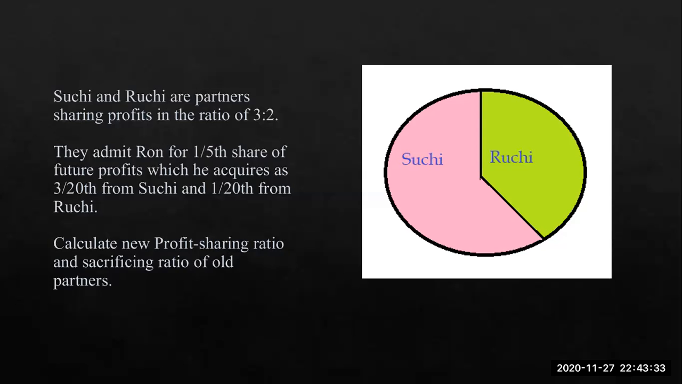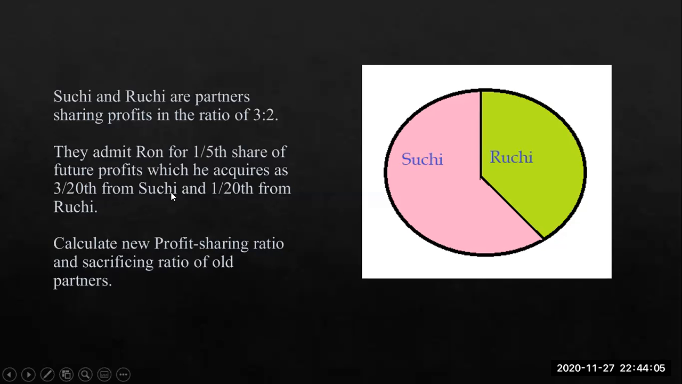We have a problem here about two partners, Suchi and Ruchi, who are sharing their profit in the ratio 3:2, and they are admitting Ron for 1/5 share. This 1/5 share is given to us in terms of sharing from Suchi as 3 by 20th share of Suchi and 1 by 20th share of Ruchi. Two steps to understand this problem: first one, 3 by 20th of Suchi.